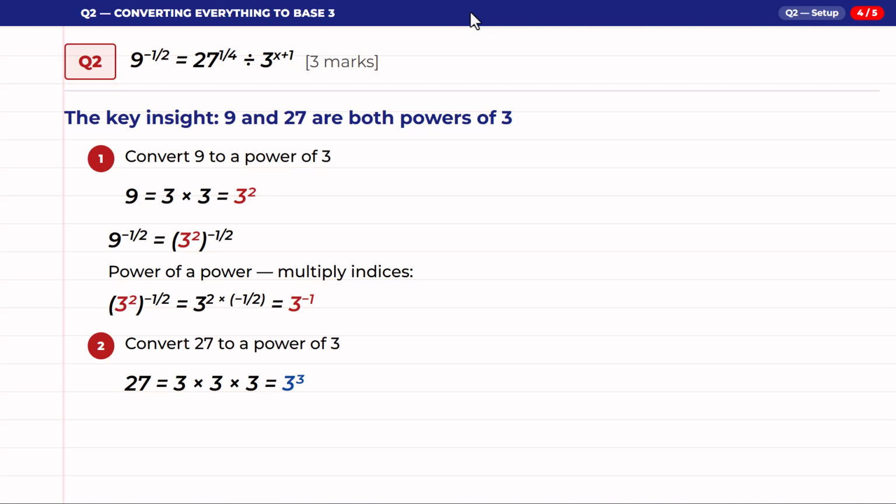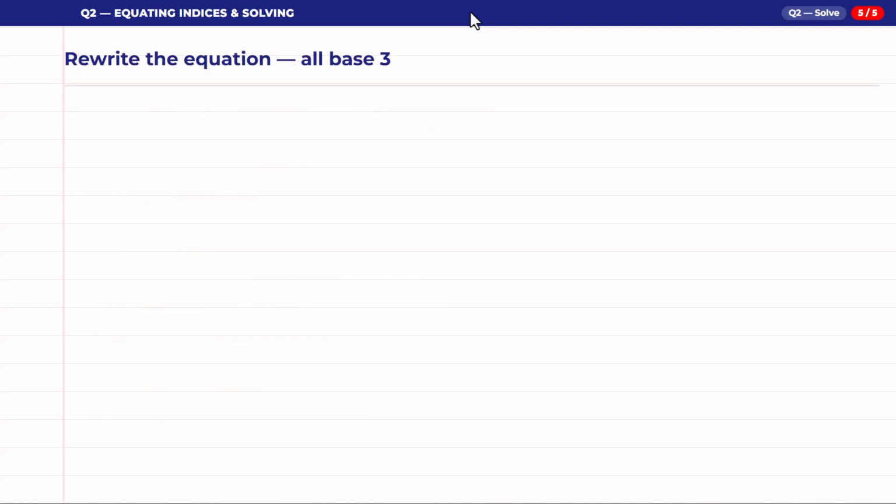Step 2. 27 equals 3 times 3 times 3, so 27 equals 3 cubed. 27 to the 1/4, power of a power, multiply 3 by 1/4 to get 3/4. So 27 to the 1/4 equals 3 to the 3/4. Now I can rewrite the full equation using base 3 only on both sides. The equation is now 3 to the minus 1 equals 3 to the 3/4 divided by 3 to the x plus 1.